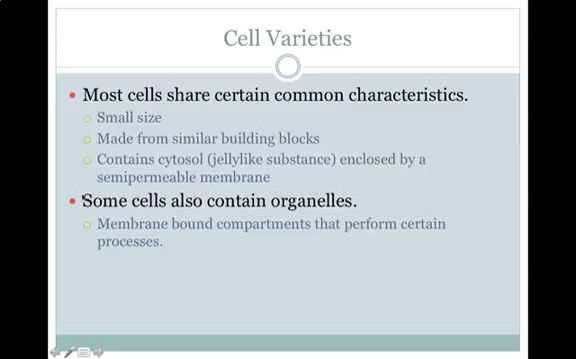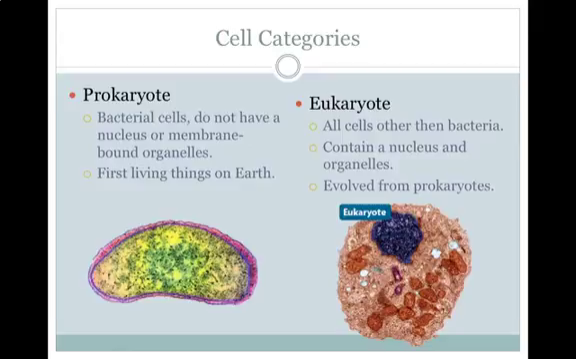Some cells also contain organelles. Not all of them. There are some cells out there that don't have those little organs inside of them that perform certain functions. Organelles are simply a membrane-bound compartment that perform a certain task or a certain process. So we have these two kinds of cells. If we look at all the cells on the planet, we can divide them into one of these two categories. They're either prokaryotic or eukaryotic.